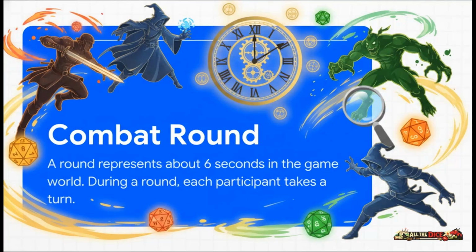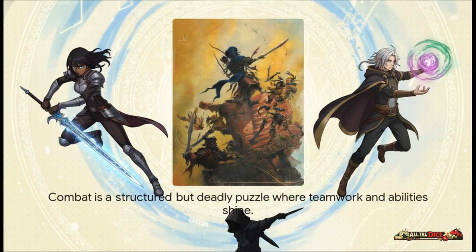Now, combat can seem a little intimidating with all its rules, but the basic idea is actually super simple. All the action is broken down into what we call rounds. Just think of a round as a 6-second slice of time. And in those 6 seconds, everybody in the fight, you, your friends, and all the bad guys, gets a turn to do something heroic. The best way to think about it is like a fast-paced game of chess, but with fireballs and battle axes. It's a strategic puzzle where teamwork is everything.